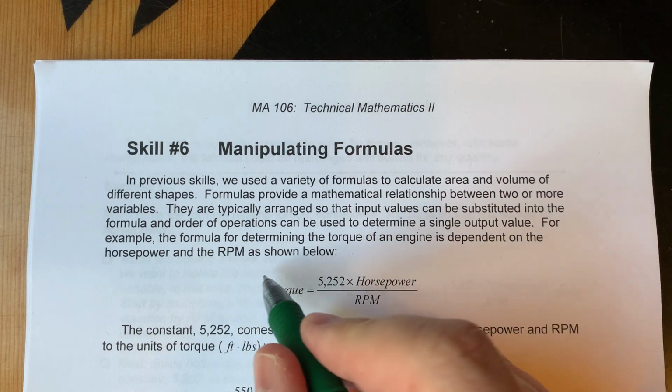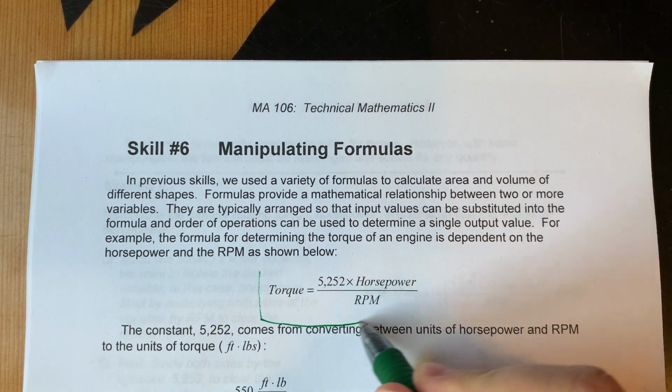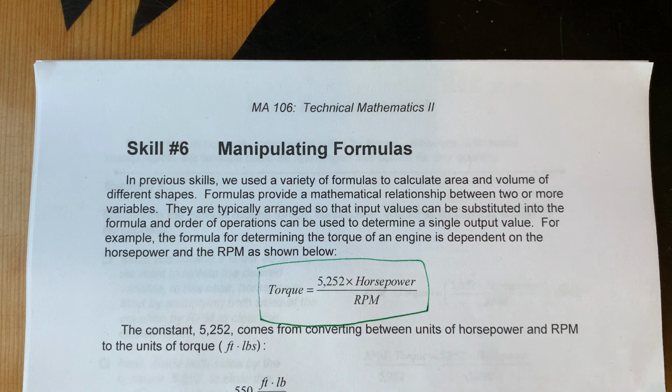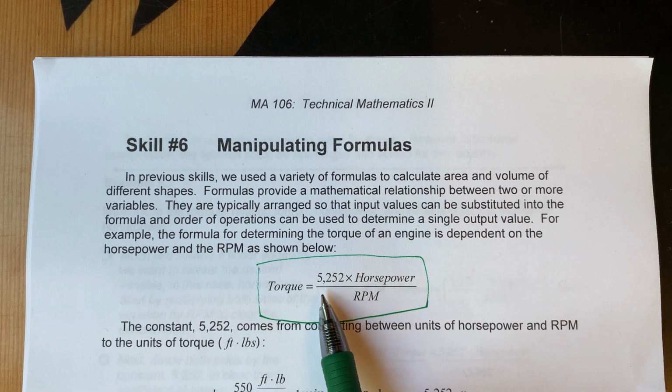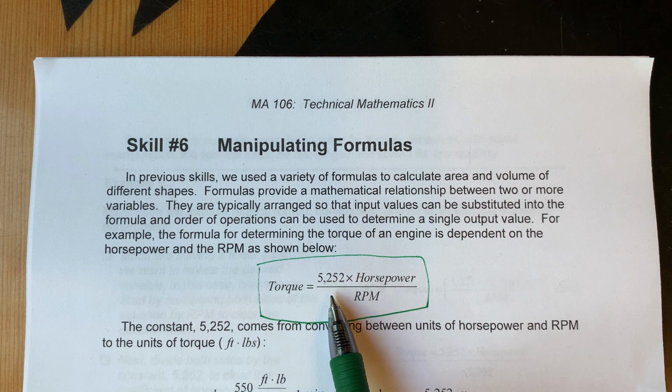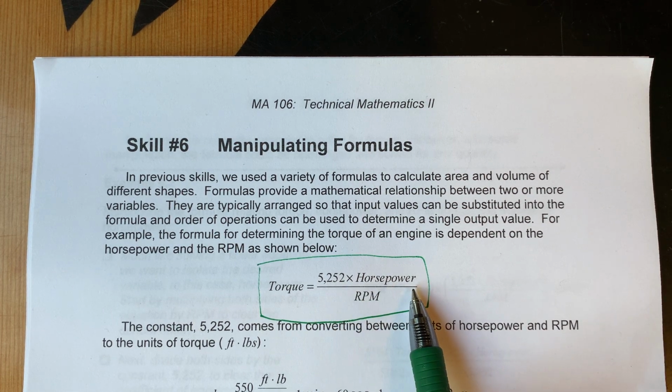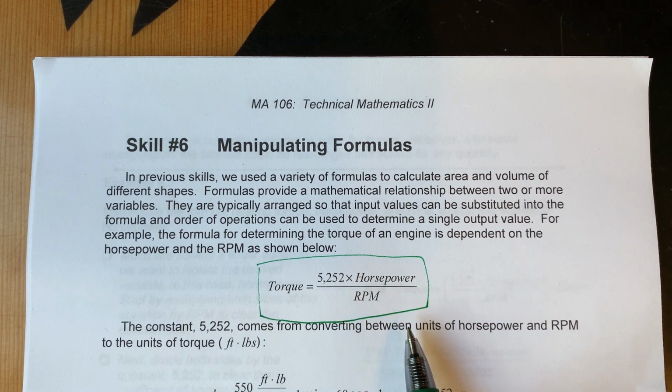In any event, what we're going to be using here for torque from an automotive perspective is this formula. Our torque is going to be equal to 5252, which is a constant, times whatever our horsepower is, and then the whole thing is divided by the RPMs. So this torque, this turning strength or turning power, is related to horsepower and RPMs.